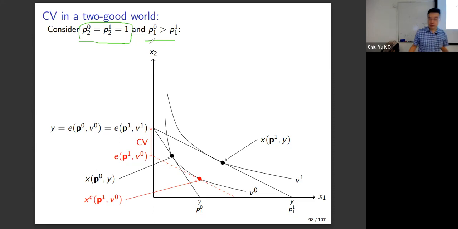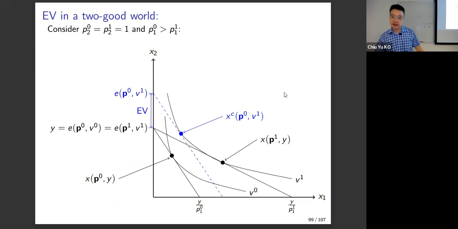And look at the CV, then look at the EV, and you will have the same idea. EV is ex ante, looking at the price the same, okay? So you will be seeing this shift here, right? How much you need to compensate, looking at the perspective of a new utility. So this difference, okay?